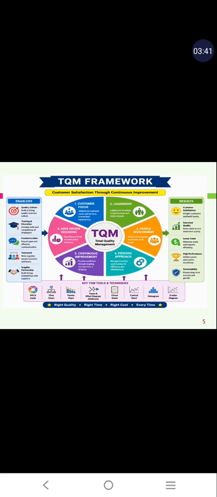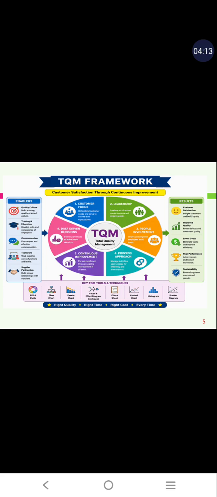And the second one is leadership. What do you mean by leadership? Leadership is nothing but the leaders first need to get trained, and they need to help their subordinates in achieving quality. They need to lead from the front and guide their subordinates.